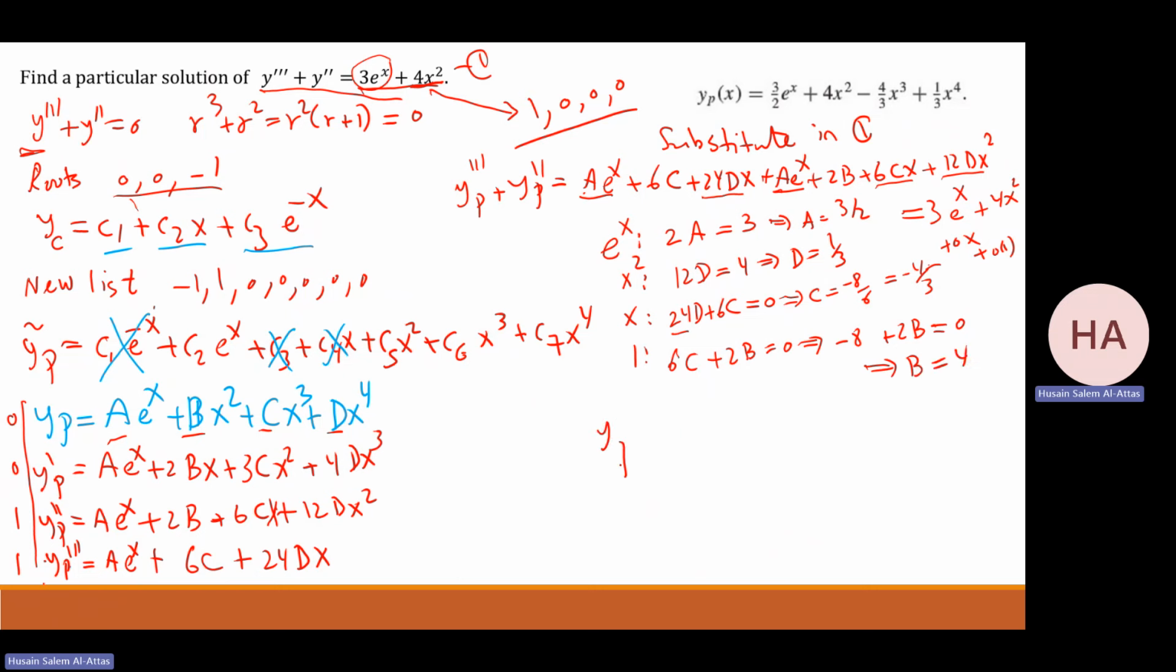So what is yp? yp will be what? a is what? 3 over 2 e to the power x. b x squared, 4x squared. c is what? Minus 4 over 3 x cubed. And d is 3 over 2. d, no, 1 over 3, x.